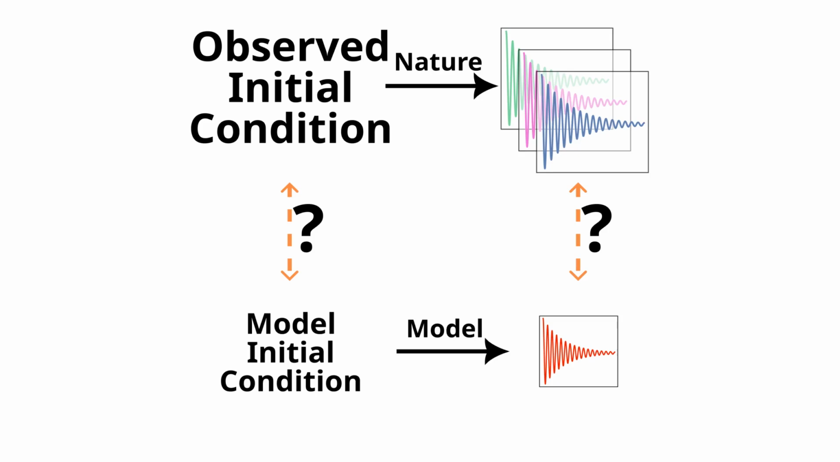In order to make sure that the model and the observation are related, we need to construct functional connections between the observed initial condition and the model's initial condition, as well as the observed trajectory and the model trajectory. Such a connection can go two ways. It can map from the observation to the model, which is called an encoder, or from the model to the observation, which is a decoder.